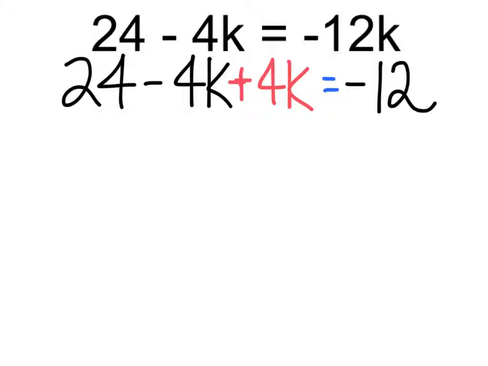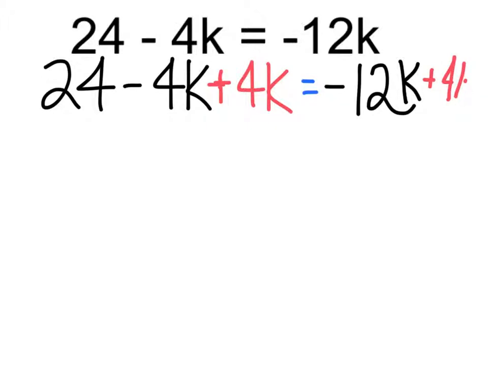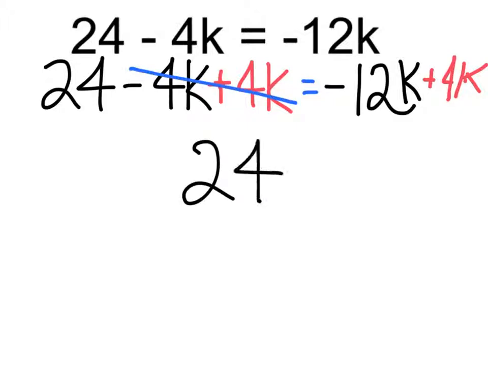So here we've got negative 12k plus 4k. And I'm running out of space. Alright, plus 4k. Great. So I know that negative 4k plus 4k, these cancel out. So all that we're left with on the left side is 24. That makes sense, right? We're simply taking this 24 and we're bringing it right there.